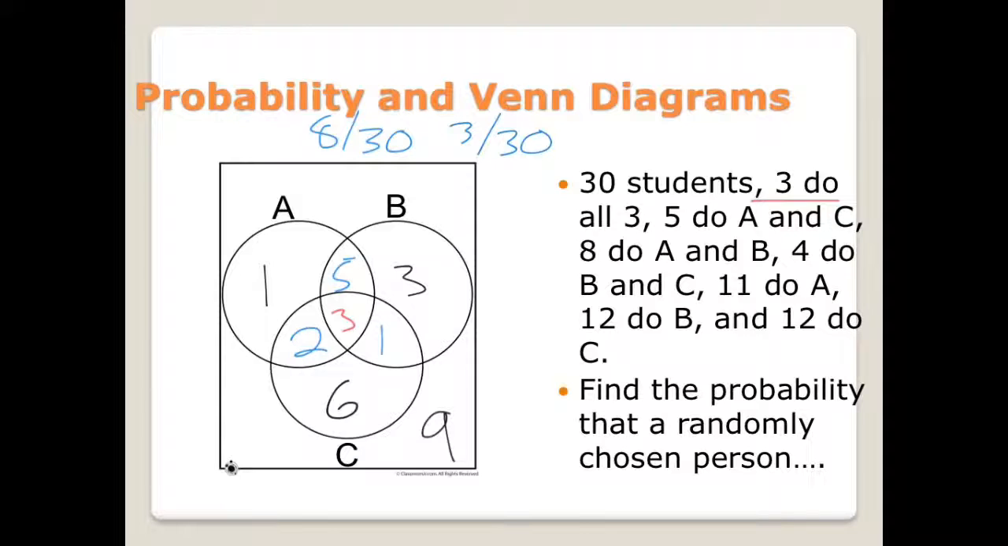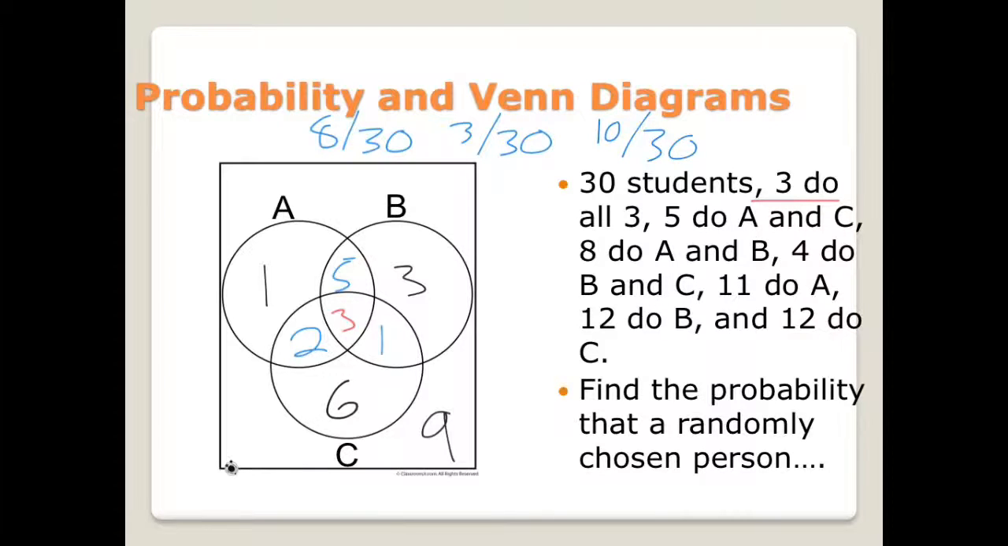And finally, what's the probability that somebody is in exactly 1 set? So that would be this 1, this 3, and this 6. So we get a probability 10 out of 30 that somebody is in exactly 1 set.